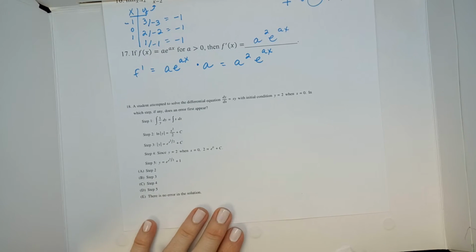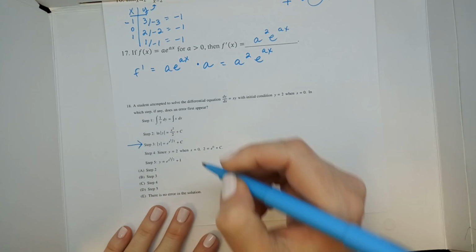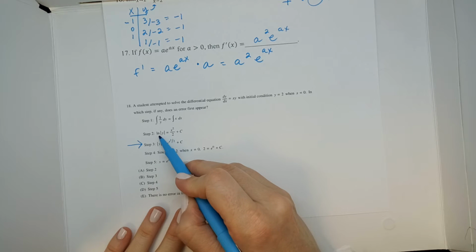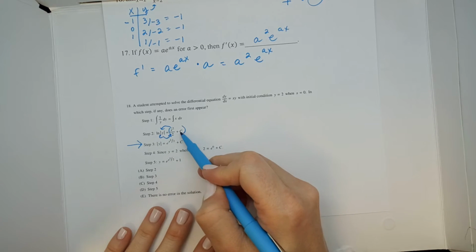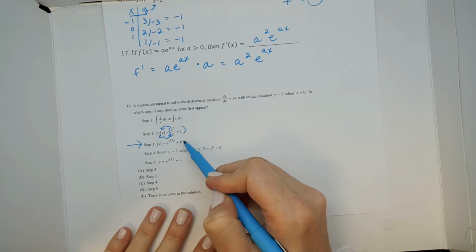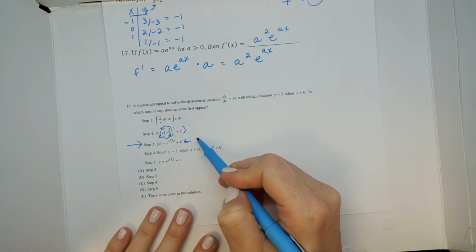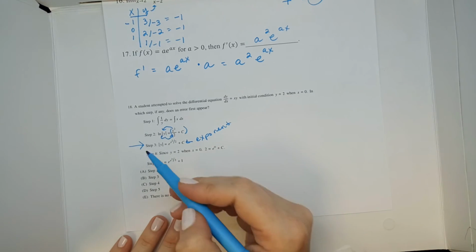Okay, number 18, you're supposed to find where the student made a mistake. That occurs in step 3. When you are raising e to this power, you have to raise it to the entire power. So c is part of the exponent, and what they did is they accidentally just left it out to the side and brought it down. So this c should be part of the exponent. So that's where they went wrong, step 3.